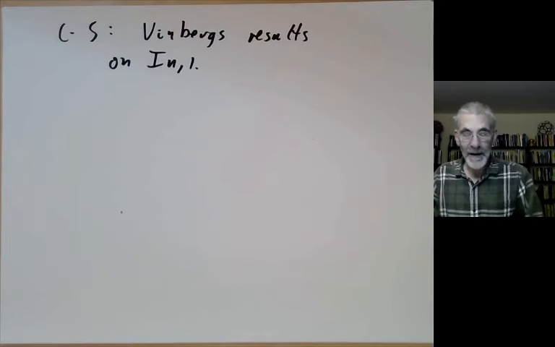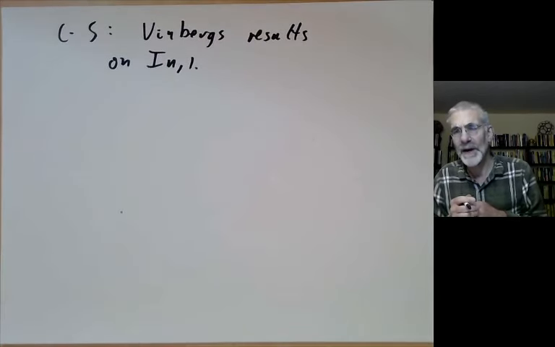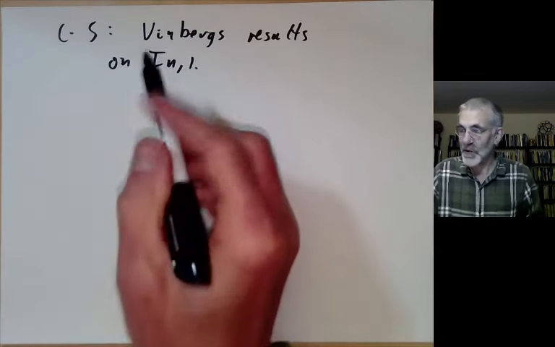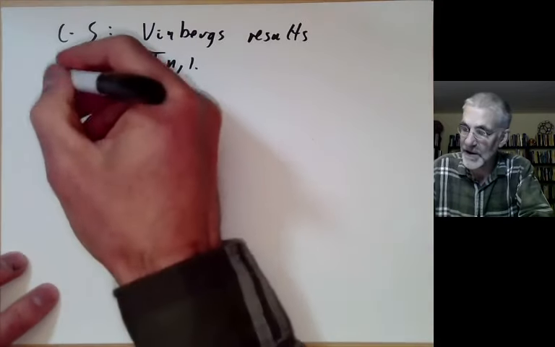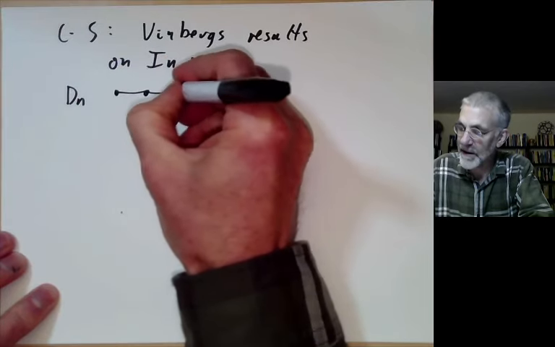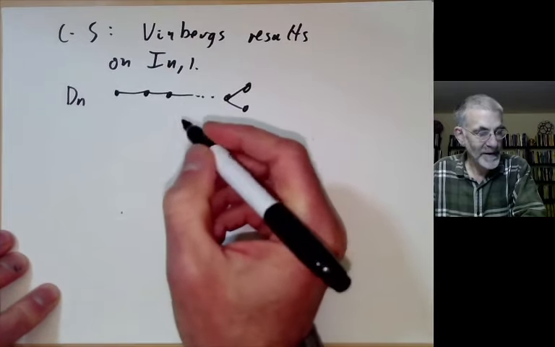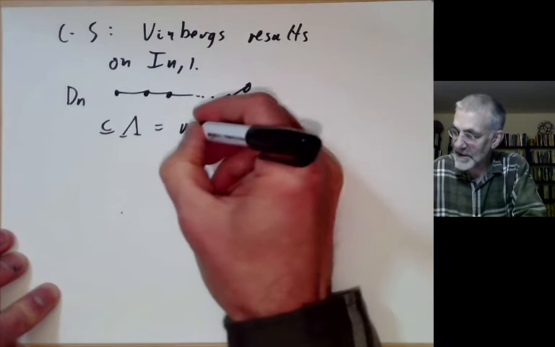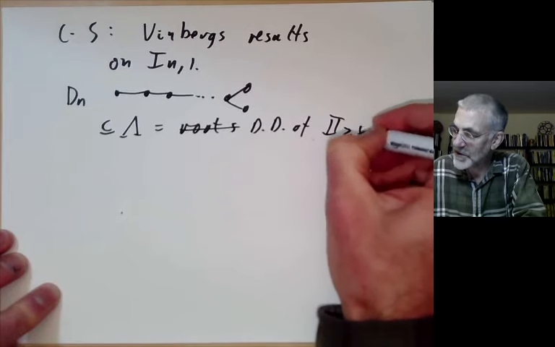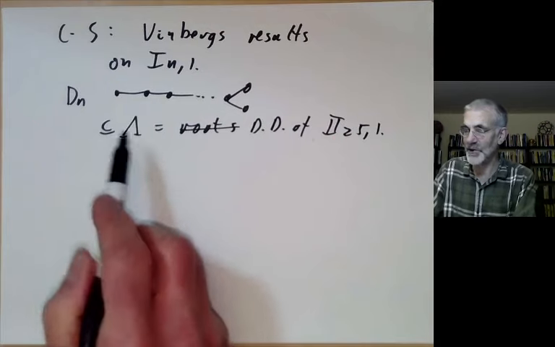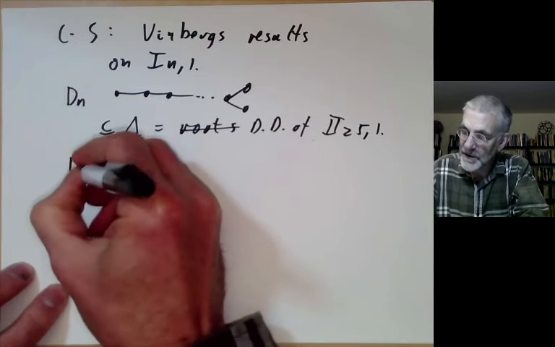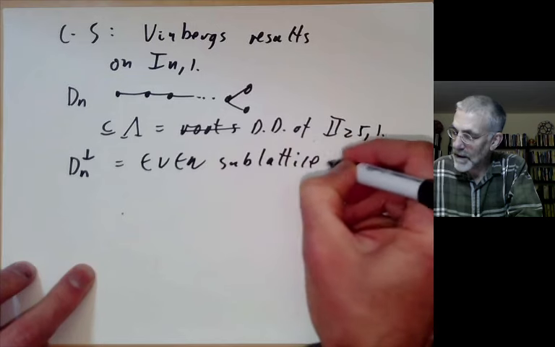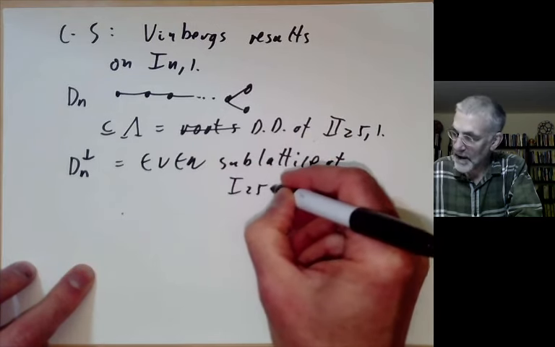I n,1 can almost be embedded in the Leech lattice. It can't quite be embedded because this has vectors of odd norm, and all vectors in the 26-dimensional Lorentzian lattice are of even norm. So let's take a Dynkin diagram Dn looking something like this. And we can embed this inside the Leech lattice considered as the root system, so as the Dynkin diagram of the 26-dimensional even Lorentzian lattice. As I said, Conway showed that the Leech lattice is this. And then if we look at the orthogonal complement of Dn, this is going to be the even sublattice of I 25 minus n, 1.